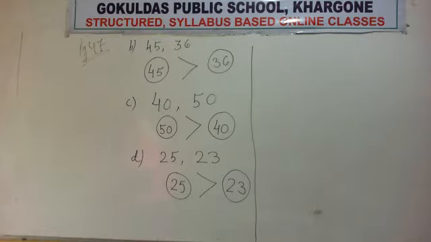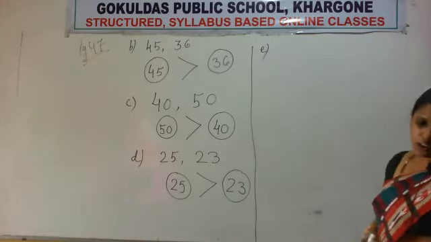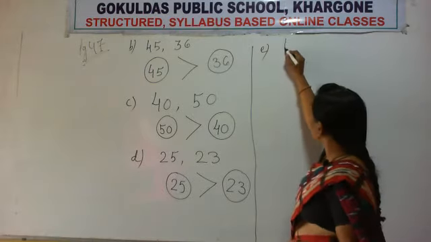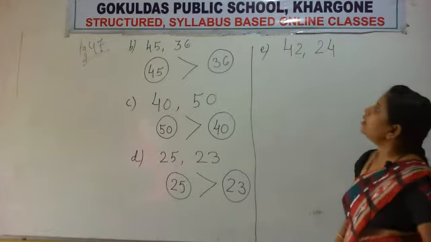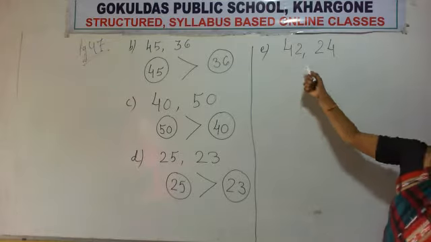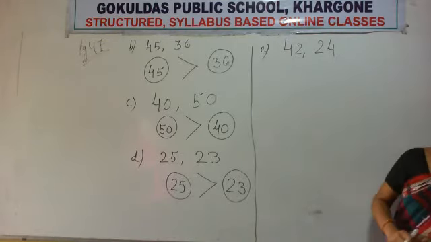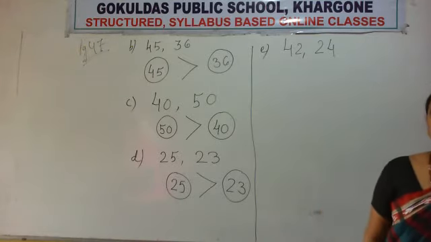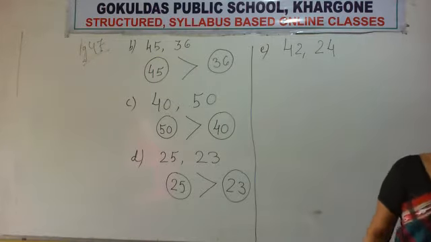Now the next question, E. What are the numbers given there? 42 and 24. What are the two numbers? Two numbers are 42 and 24. Opposite numbers are given: 42 and the opposite of 42 is 24.